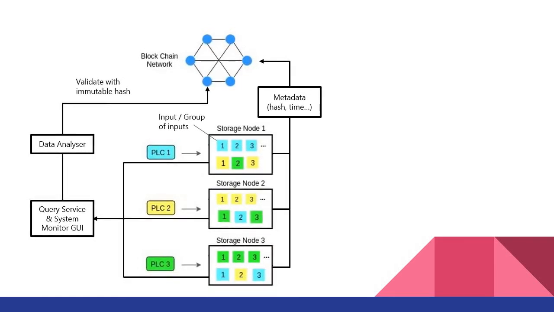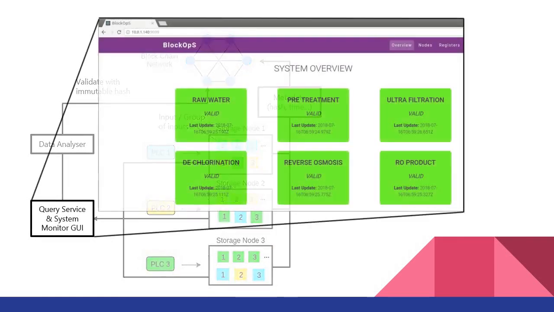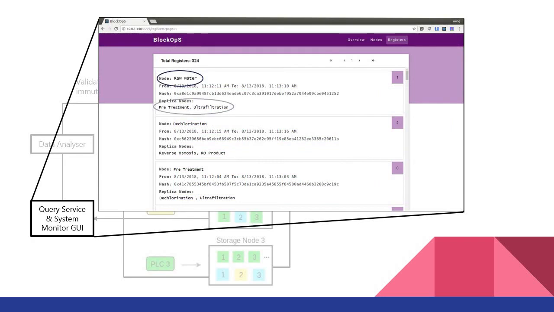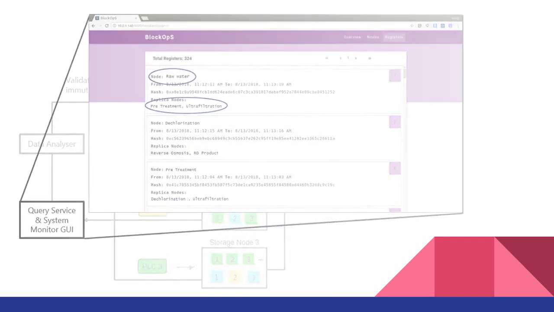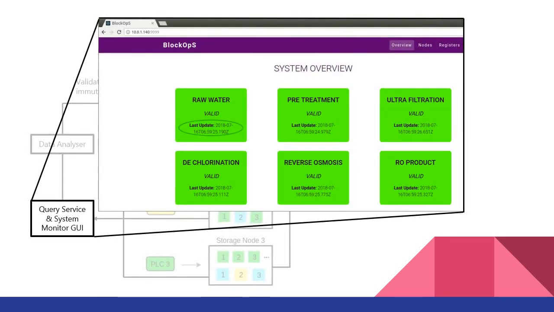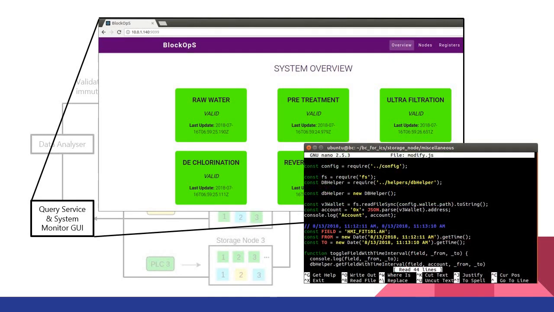Let us take a closer look at the system monitor. The plant operator can view the register to see at which storage nodes the input has been replicated for redundancy. More importantly, the plant operator can view the real-time status of each of the 6 storage nodes and monitor whether the data has been tampered with. If the data has been tampered with, the affected storage node turns red.